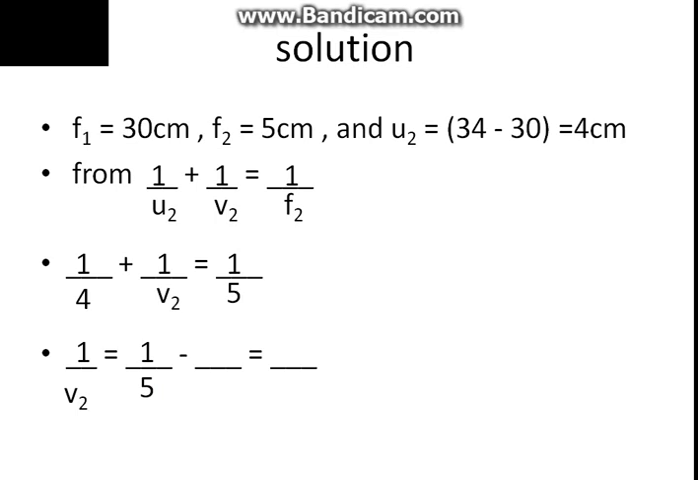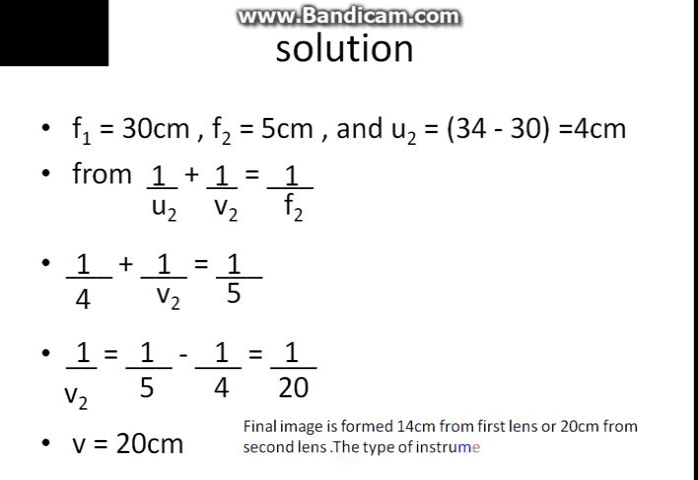1 over V2 is equal to 1 over 5 minus 1 over 4, which is equal to minus 1 over 20. V is equal to 20 cm. Final image is 14 cm from the first lens or 20 cm from the second lens. The type of instrument is astronomical telescope.